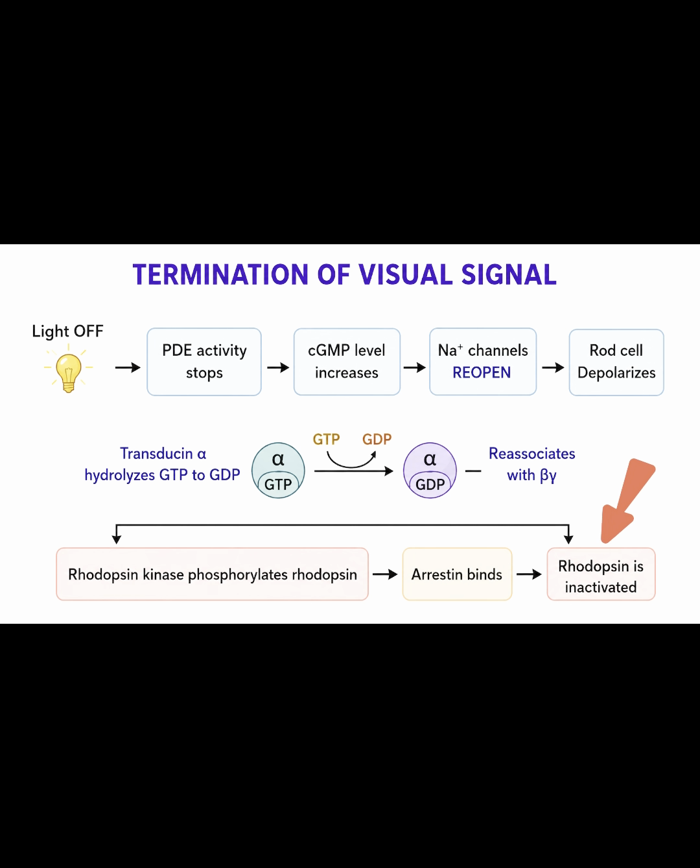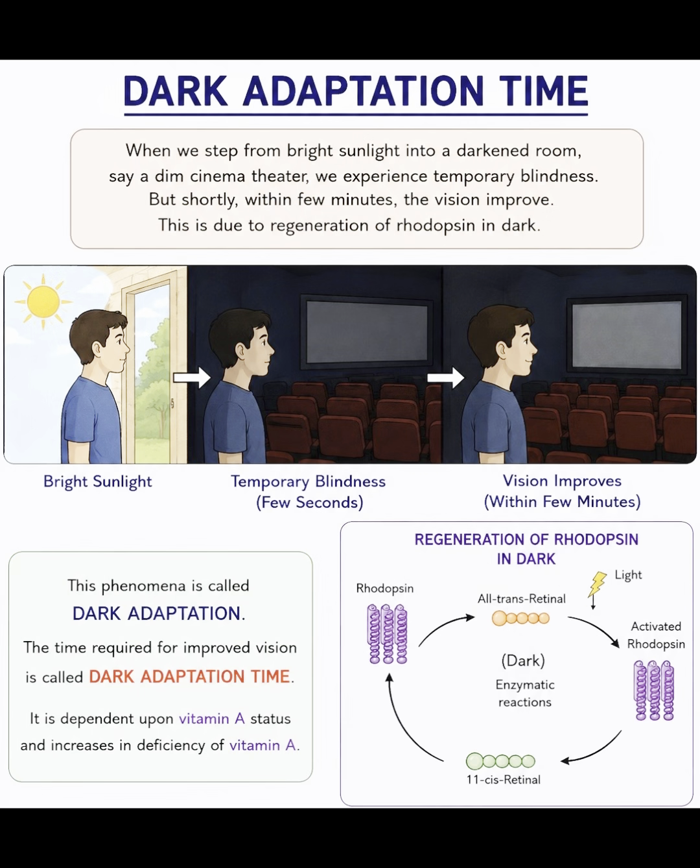Calcium ions also play a role in vision. During dark, calcium ions enter the rods through cGMP-gated channels along with sodium ions. The high calcium ion level inhibits the guanylate cyclase that synthesizes cGMP. So it decreases cGMP levels and promotes the generation of the visual impulse. Next is the dark adaptation time.